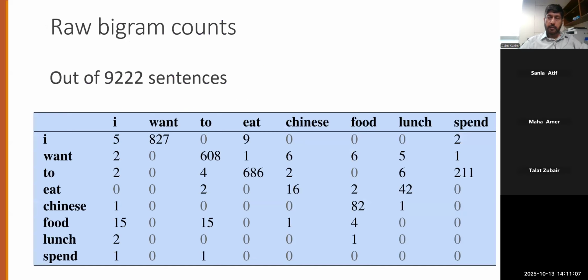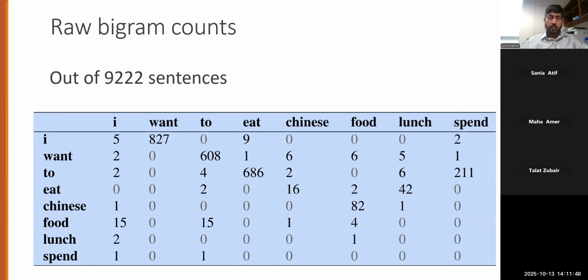So let's go to the next slide. This slide shows raw bigram counts of a subset of the Berkeley restaurant data set, and you can see the counts that are observed in this data set. So 9,222 sentences we have, and some selected words in this table. The rows represent preceding words, the columns represent the following word.